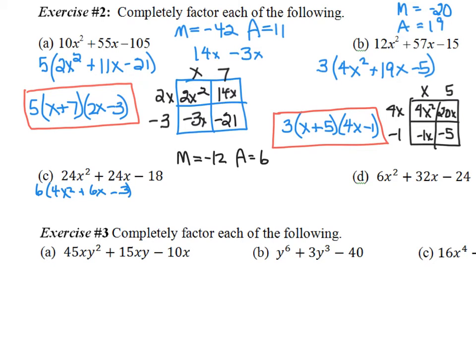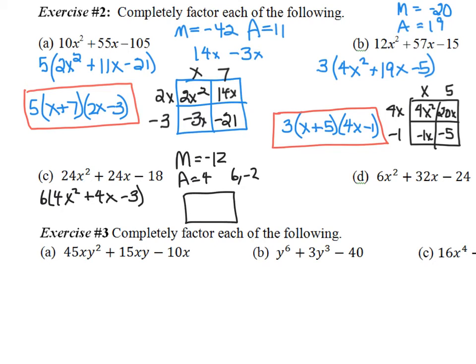I think I divided that wrong. Let's try that again. So going back, my GCF was 6, so I had left 4x squared, it should be a 4x in the middle, minus 3. So now I want to multiply to get negative 12, add to get 4. So that combination has to be a 6 and a negative 2.